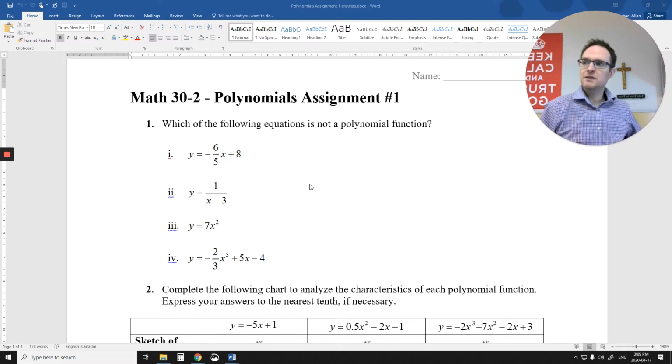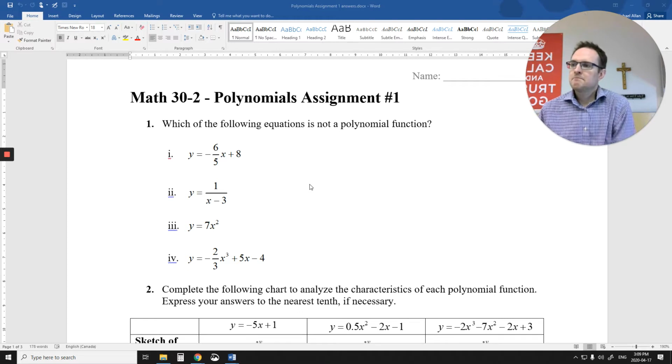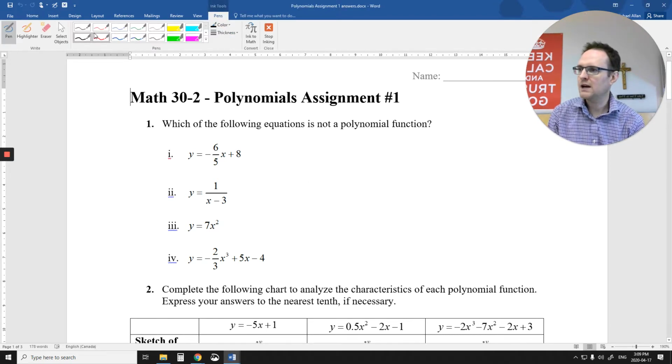Okay, Math 30-2, so I'm going to do the polynomial assignment answer solutions here. This question said, which of the following is not a polynomial, and explain why. It used to say explain why, but not anymore. We can explain why as we go through this as well.